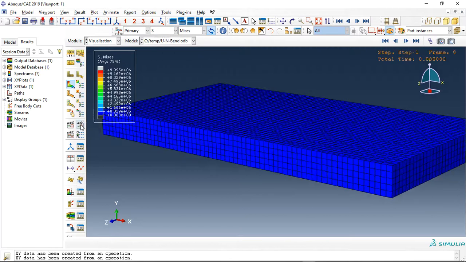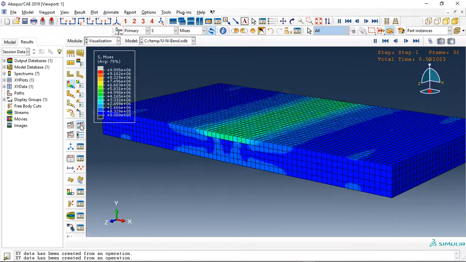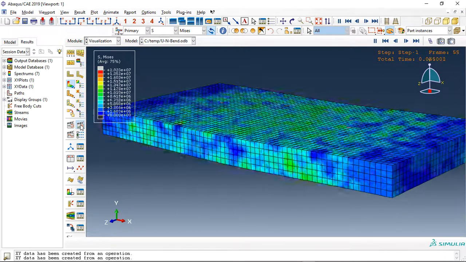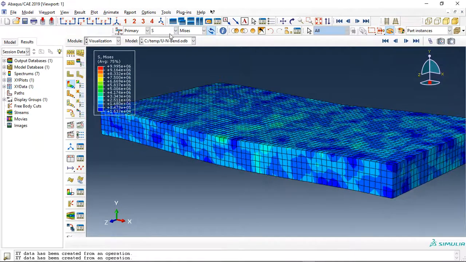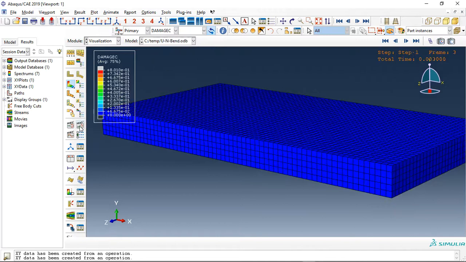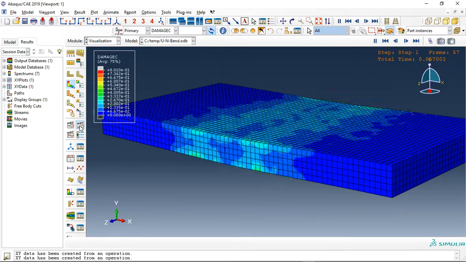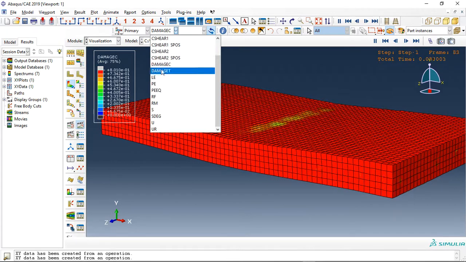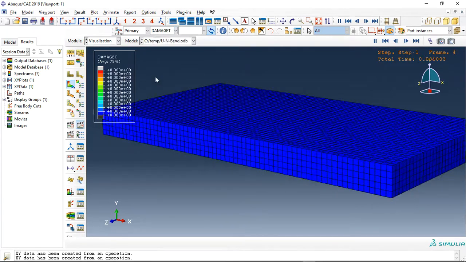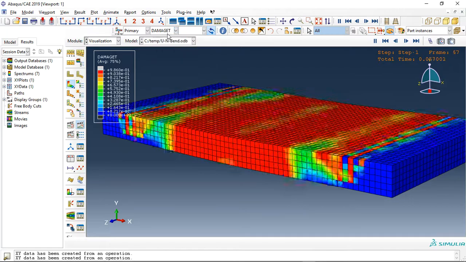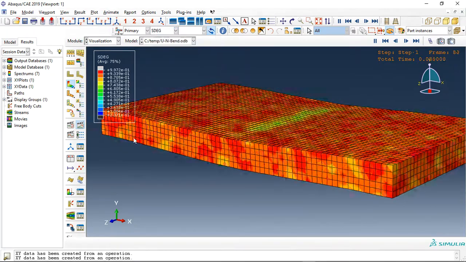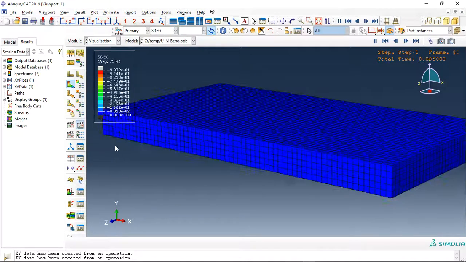A stress, it is a stress, compressive damage, tensile damage, stiffness degradation.